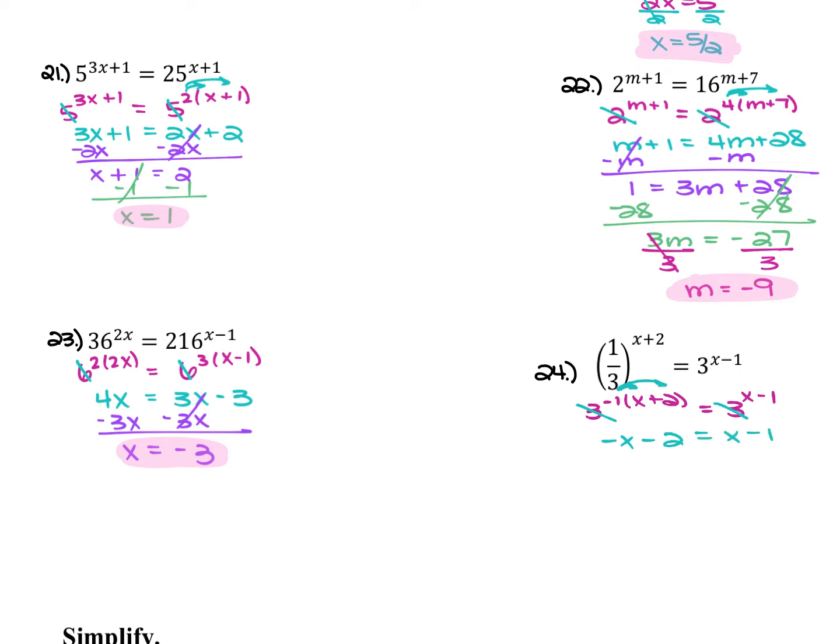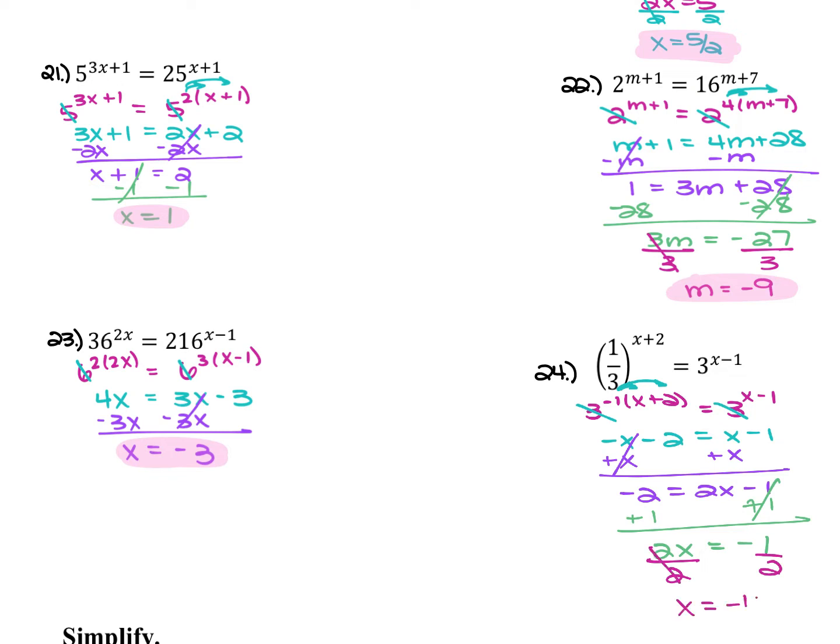I'm going to move that negative x over, so I'm going to add it to both sides. This gives us negative 2 is equal to 2x minus 1. Then add the 1 to both sides. So 2x is equal to negative 1. Lastly, divide each side by the 2, and you have that x is equal to negative 1/2.